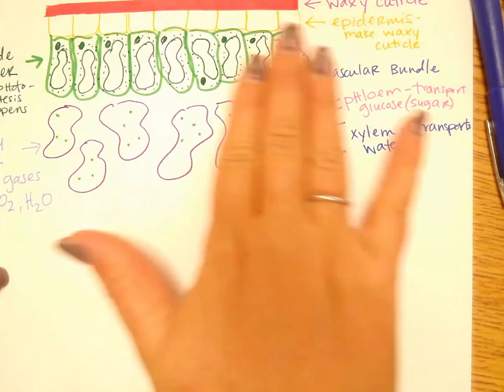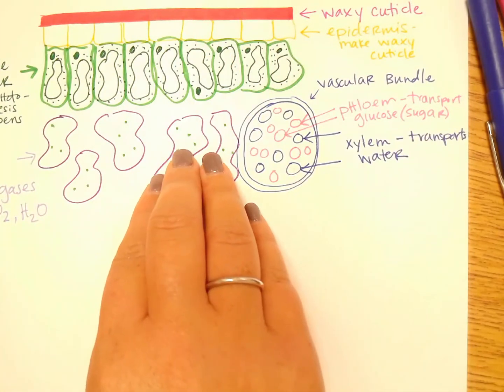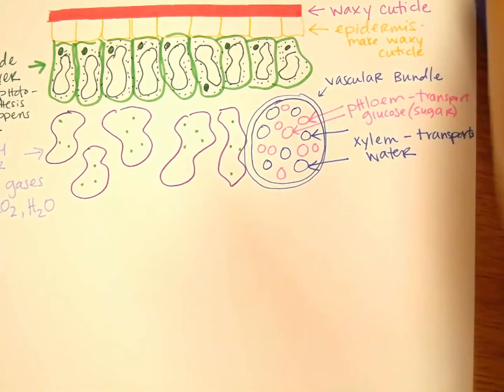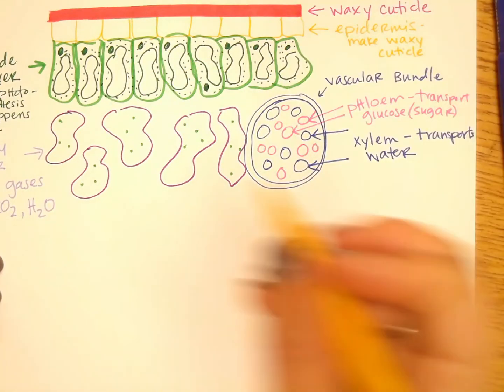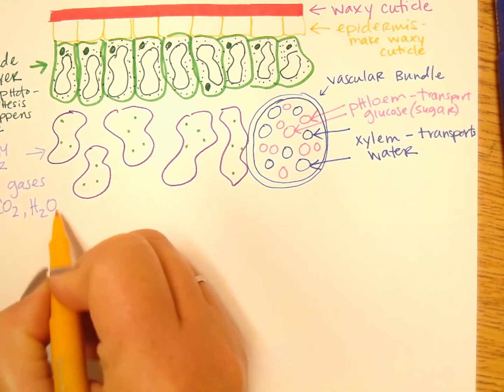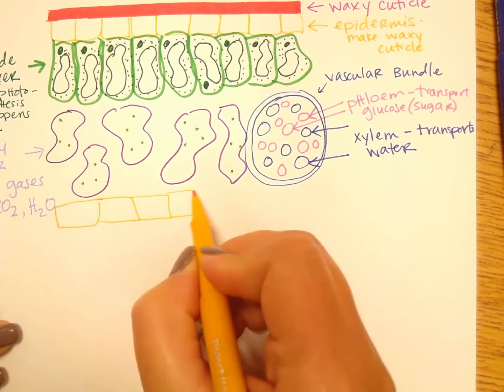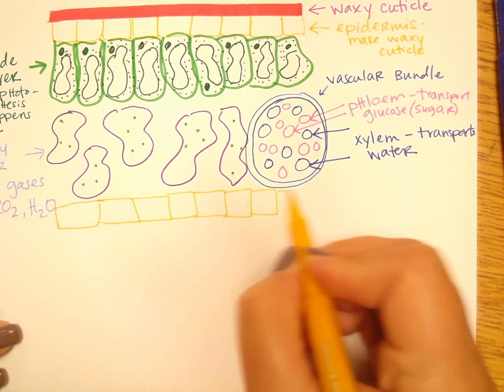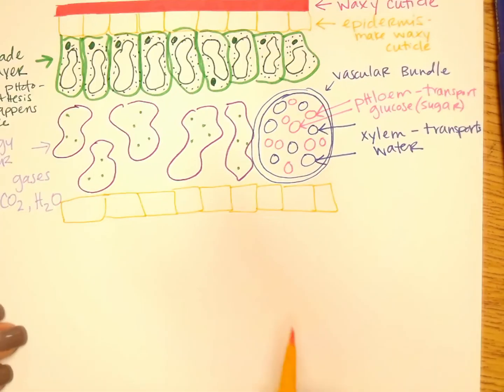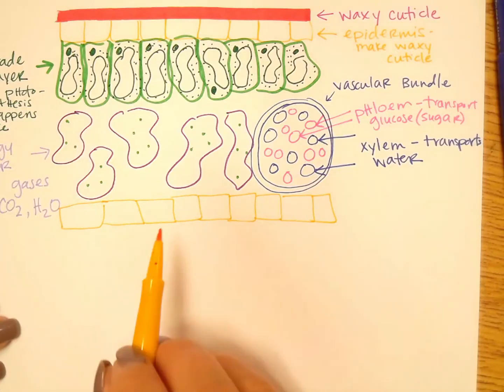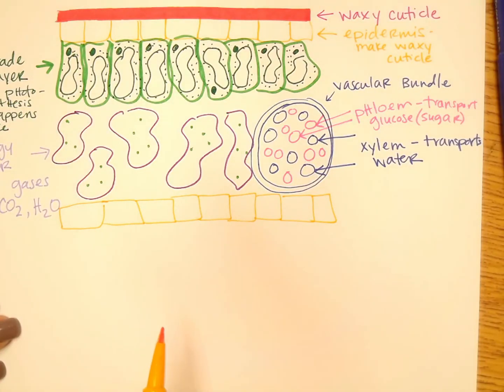So this is from the top down, but guess what? We have some repetition of some of these layers. So below the spongy layer, we've got another layer of epidermis cells. And so guess what? They're going to also make a waxy cuticle on the bottom, right?